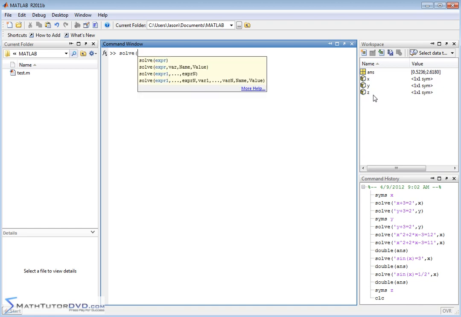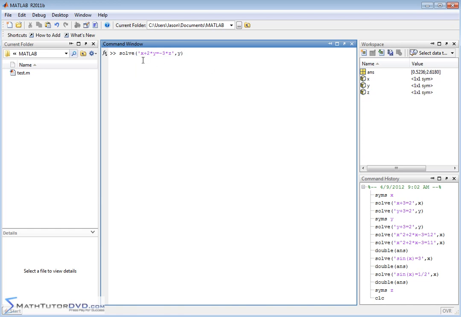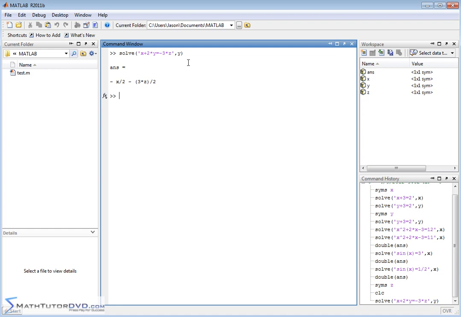Let's say we have solve, and what I want to do is make another type of equation here. Let's do x plus 2y is equal to negative 3z. Now what we're going to do here is let's solve this for y. All right. So here's our syntax. X plus 2y is equal to negative 3z, and we're going to solve it for y. Notice that x, y, and z have no values. They don't have any numbers associated with them. We're just basically solving this equation for a variable algebraically. And you can see that when you do that, y is equal to this stuff right here.